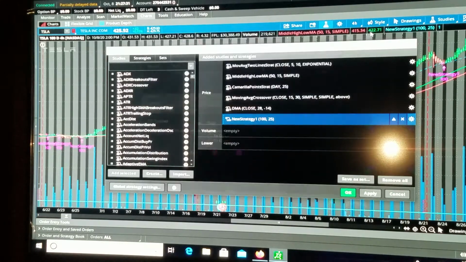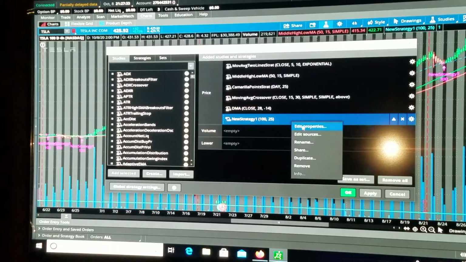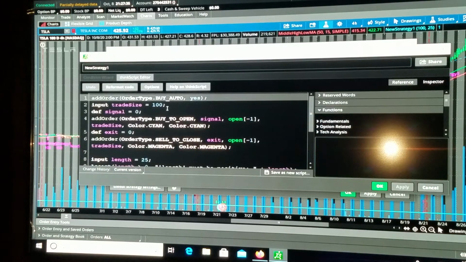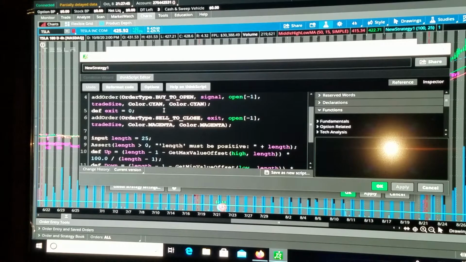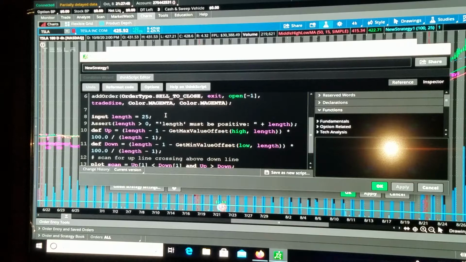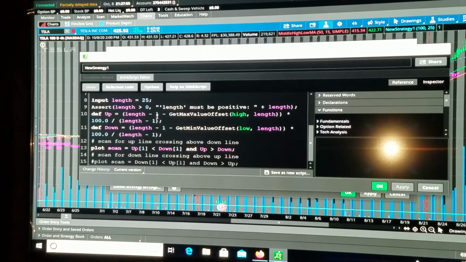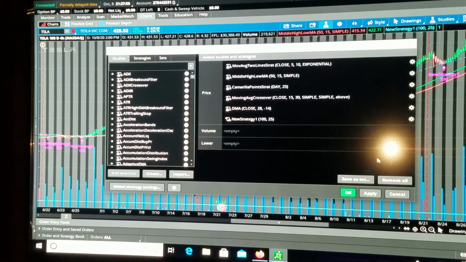Okay, so let's take a look at our source there. Let's edit our sources. Yeah, our 100. Input trade size 100. Define signal 0. You know, your exit is also 0. Input length 25. That's defining the length of periods you want your rune to read.